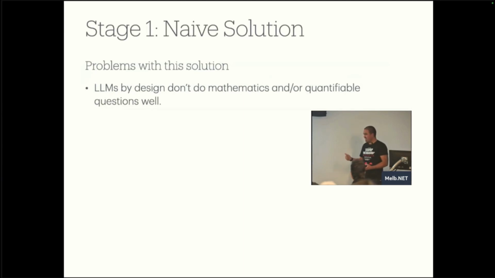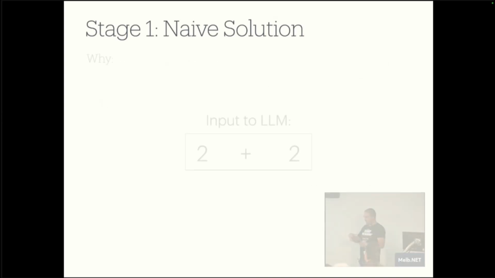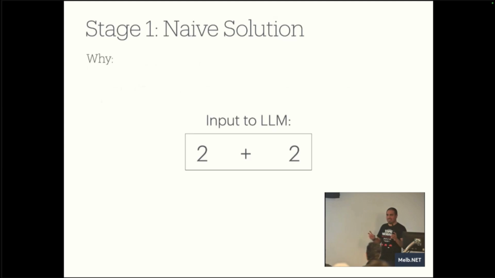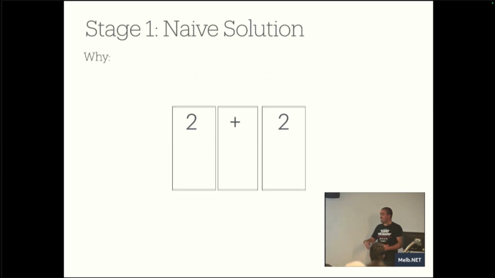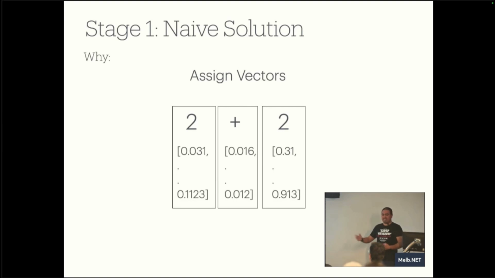The first one is that LLMs by design don't do mathematics or quantifiable questions very well. If we look into how an LLM works, for example, we ask the LLM, what is 2 plus 2? The first step is that they tokenize this input, whether it's letters or numbers or anything. And then after they tokenize it, they do vectorizing. Basically, it's like encoding: each token is encoded to a vector. This vector could be n-dimensional.